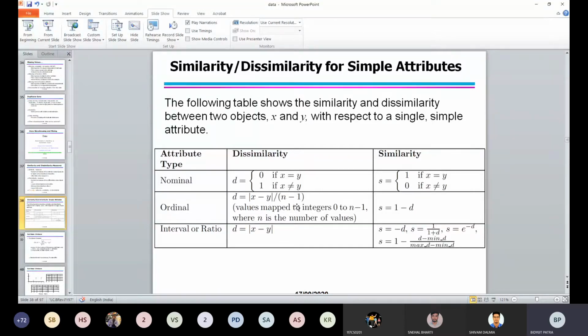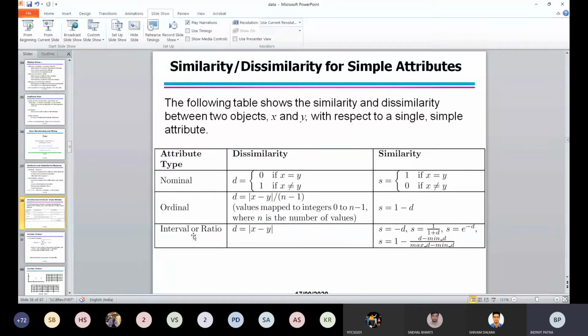And since I said similarity is opposite to dissimilarity, whatever value you are getting, the maximum value will be 1. So when the dissimilarity value is 1, the similarity value should be 0. Therefore, it is s equals 1 minus d.